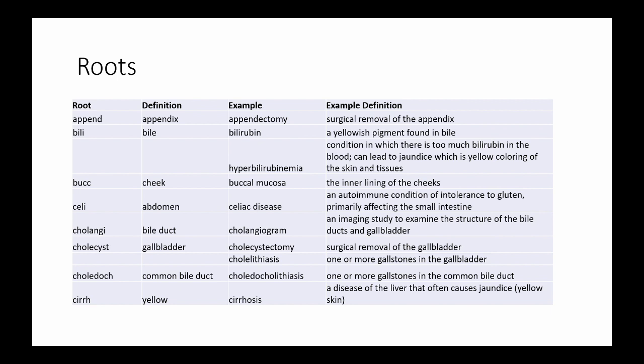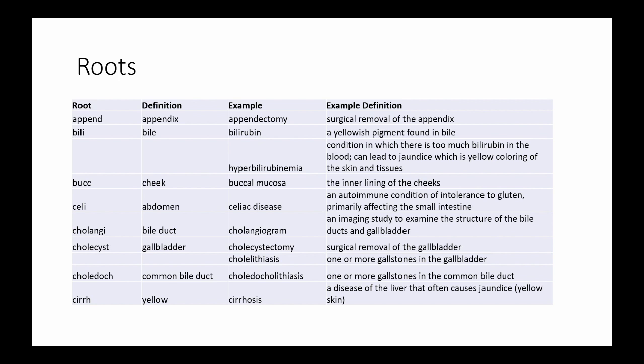Buccal means cheek. For example, the buccal mucosa refers to the inner lining of the cheeks. Celi means abdomen and is the root of celiac disease, which is an autoimmune condition where the patient is intolerant to gluten. This condition primarily affects the small intestine. Cholangy refers to the bile duct. A cholangiogram is a type of imaging study to examine the structure of the bile ducts and gallbladder.